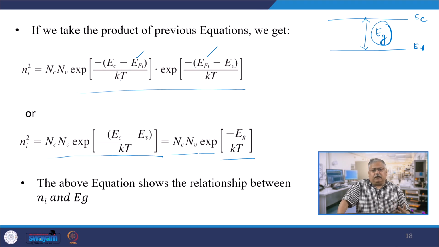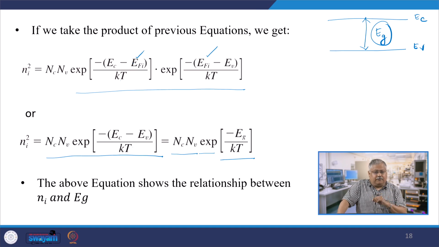It makes sense also if you look very carefully. If Eg becomes large, since it is exponentially negative, my Ni square drops down drastically. And similarly, on the other side, if Eg is small, I will get a much larger value of Ni. So the takeaway again here is that the band gap and the intrinsic carrier concentration are related to each other.